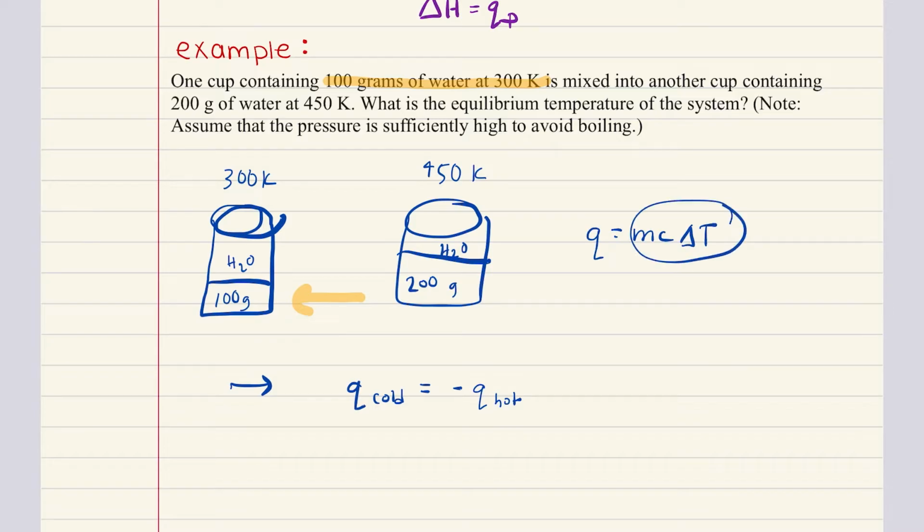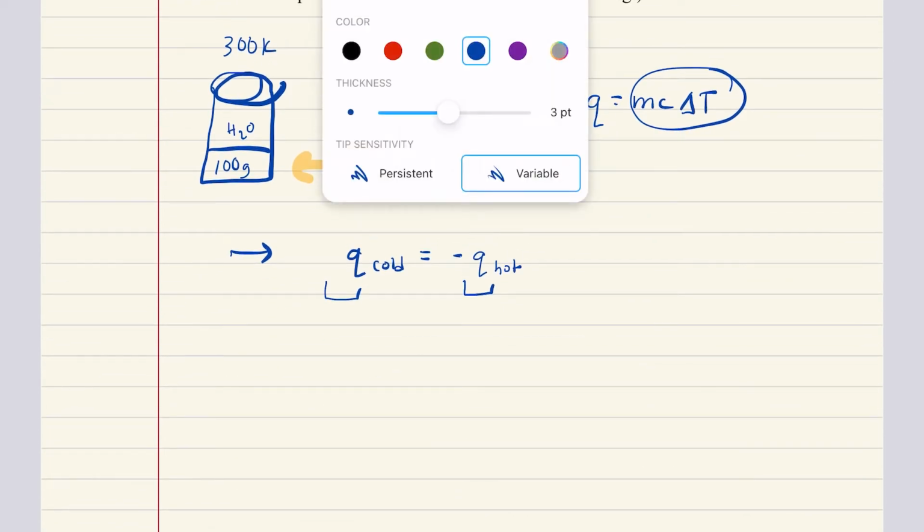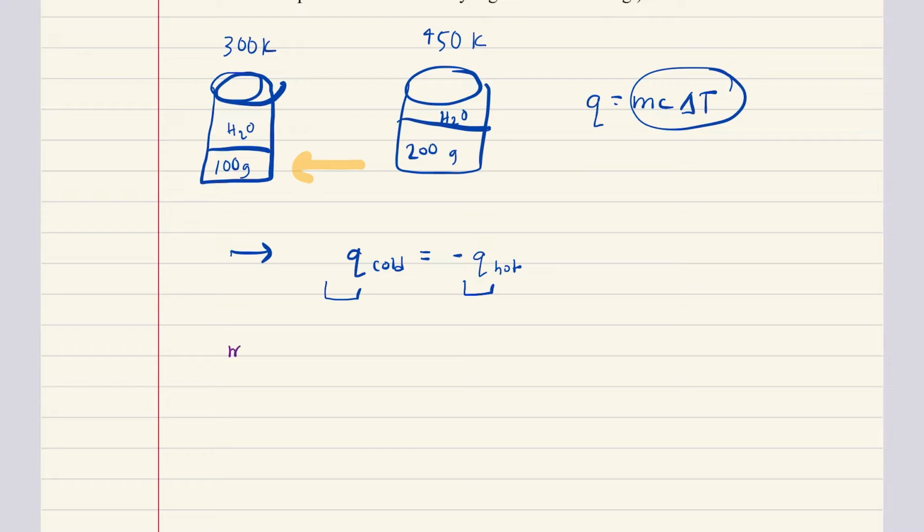So we can use this expression to replace our terms for heat, and this way we'll be able to calculate the equilibrium temperature. What that gives us is the following expression. Here we have our mass for the cold multiplied by the specific heat capacity of water multiplied by the change in temperature. And this is going to equal the mass for the hot cup multiplied by the specific heat capacity for water multiplied by the difference in temperature.